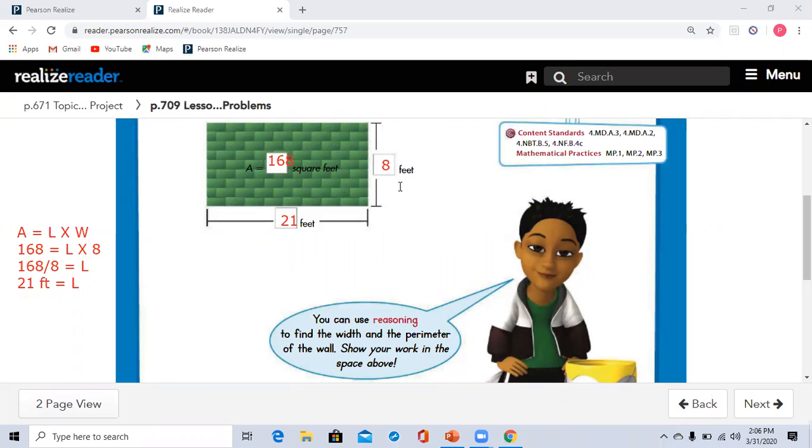Now the perimeter is very easy to find. I've got two lengths of 8 because this side is equal to that side. And I know I've got 2 of the 21 feet because this side is the same as the side on the top. So the formula for perimeter will be 2 times length plus 2 times my width.